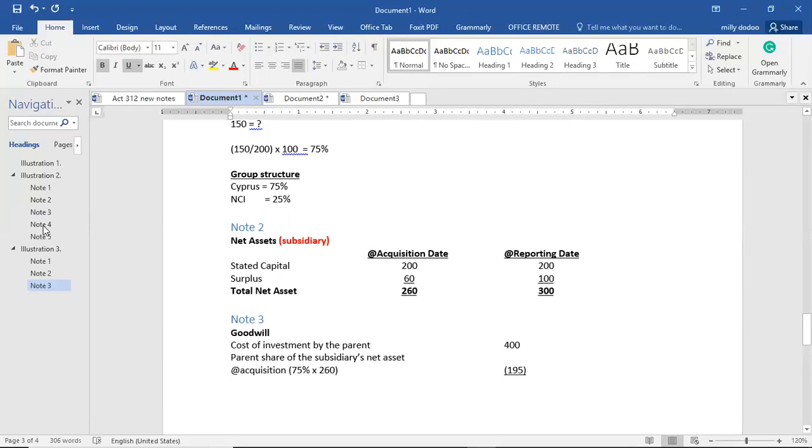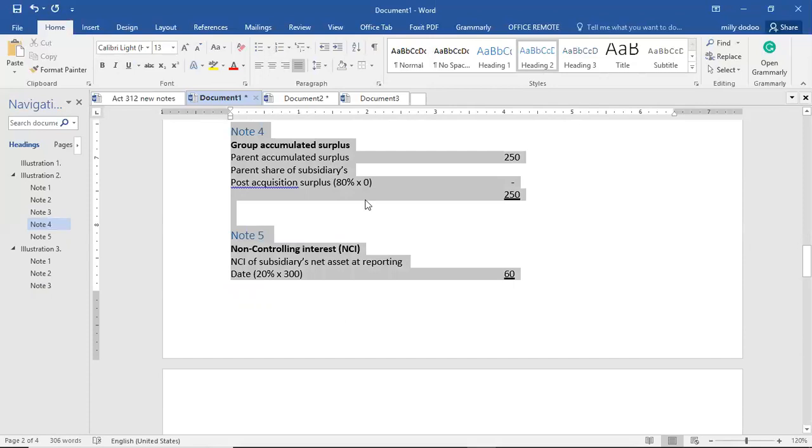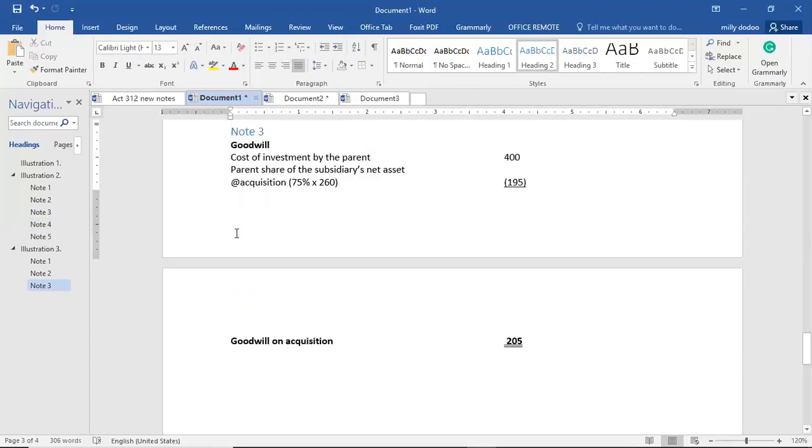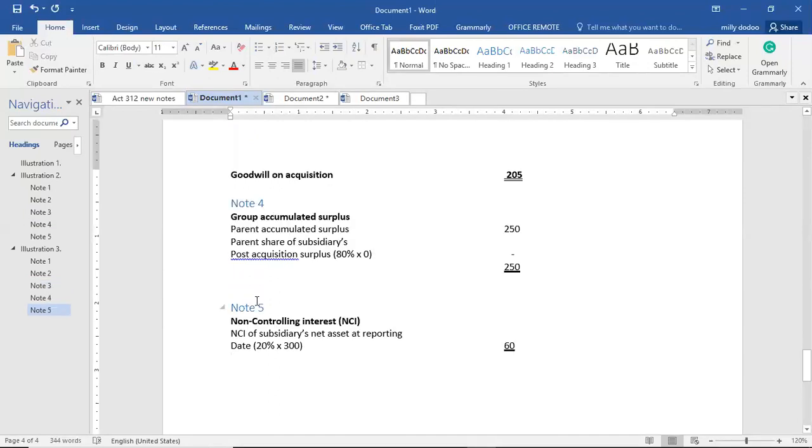Then we come, let me copy all. You come here, then you say note 4. So from the note 3, you look out for your note 4, your group accumulated surplus. The parent accumulated surplus, the parent here is Cyprus. When you go to Cyprus account, Cyprus accumulated surplus is 250 and he is having 75.